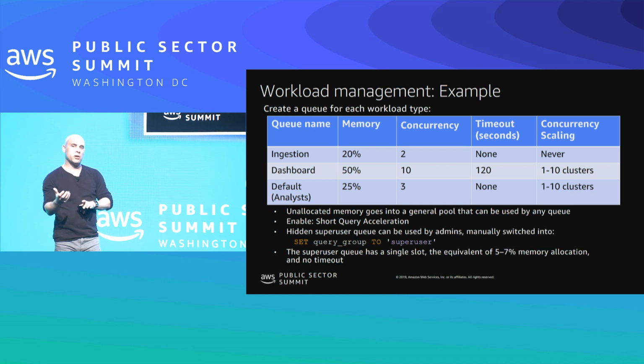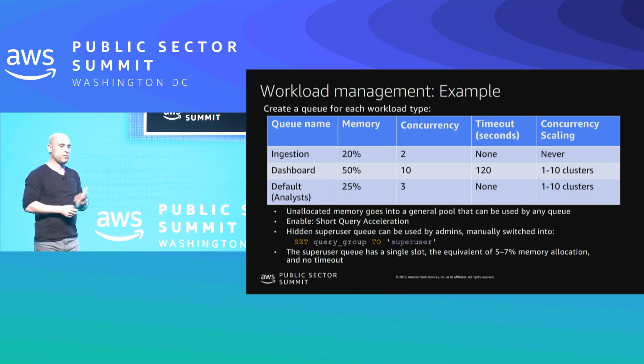I've set the concurrency, or the number of slots, on this quite a bit lower. I've also allowed them to use concurrency scaling as well. I'm assuming these users are going to be running beefier queries than the dashboard, so that's why they have like 8% memory each.